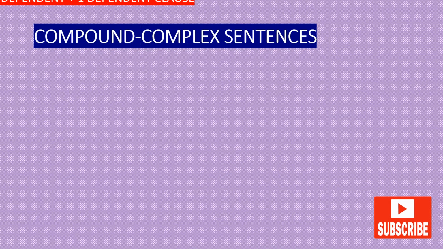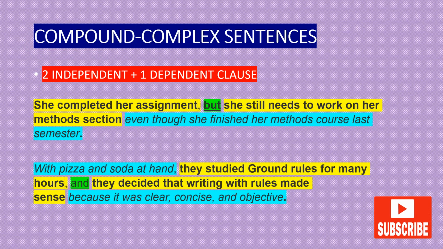The last is the compound complex sentences. Sentence types can also be combined. A compound complex sentence contains at least two independent clauses and at least one dependent clause. Example, she completed her assignment, but she still needs to work on her methods section even though she finished her methods course last semester. Or, with pizza and soda at hand, they studied ground rules for many hours, and they decided that writing with rules made sense because it was clear, concise, and objective.